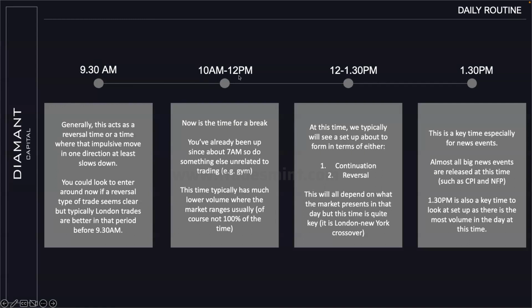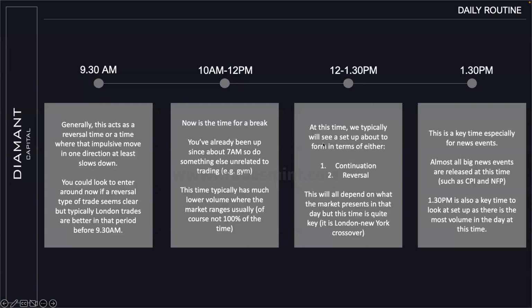Then we've got 10 a.m. to 12 p.m., or 12 midday, of course. Usually this is what I say, it's time for a break. You've been up around since 7 a.m. or so. What I typically like to do around this time is something a bit unrelated to trading. Of course, the gym is perfect around this time for me, just because it is generally quite quiet at that time as well. And in that time, I could even get my lunch ready for the day ahead. Then around 12 o'clock is when I could start to get back.